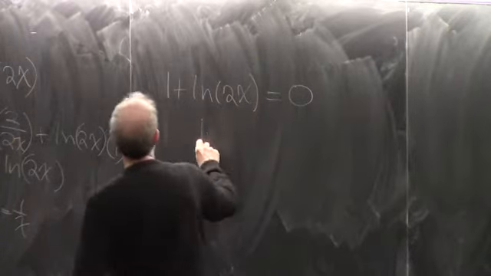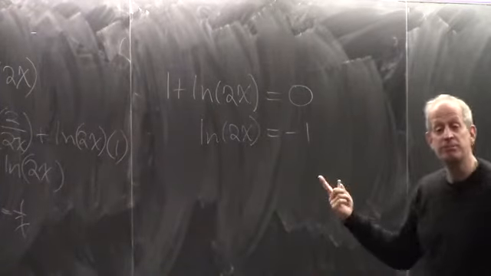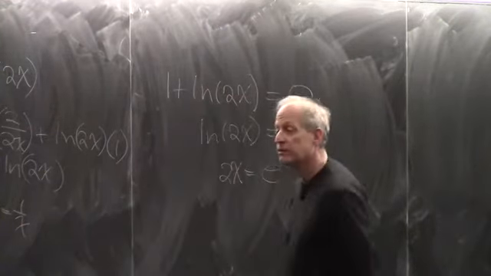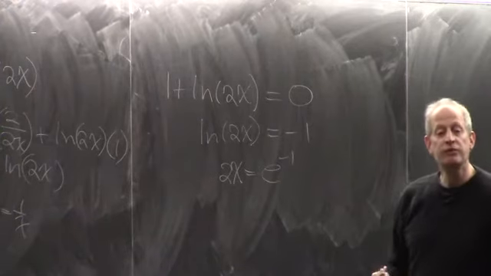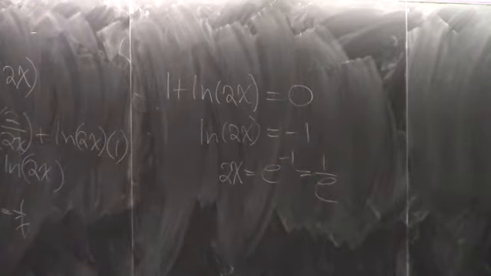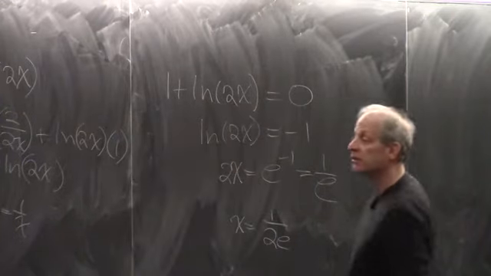That's annoying. All right, let's solve that. Put the 1 on the other side. You get the log of 2x equals negative 1. And then exponentiate both sides. Do e to both sides. You get 2x equals e to the negative 1. What's e to the negative 1? That's 1 over e. And then divide by 2, you get 1 over 2e.